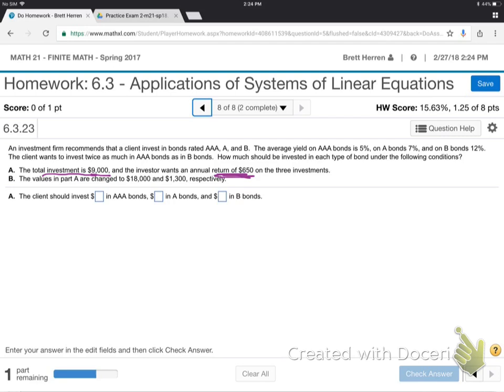Guess this is easier than calculus? Not necessarily. I think this is more word problems than calculus. That's true. Okay, there's a lot of X's moving around.